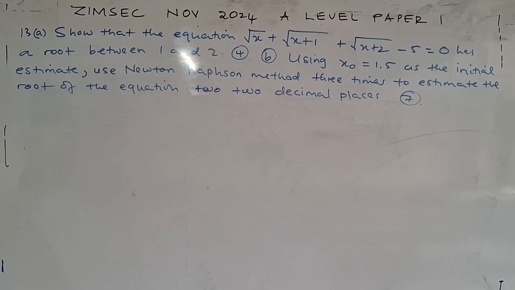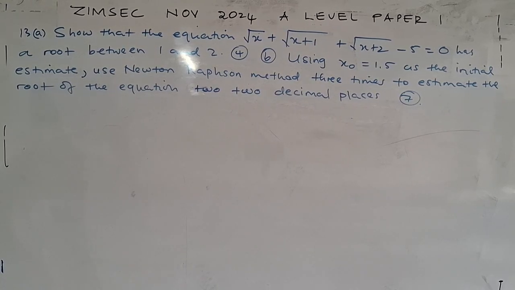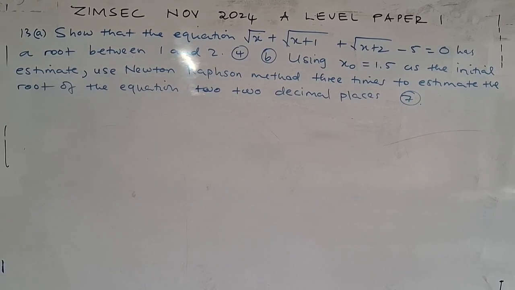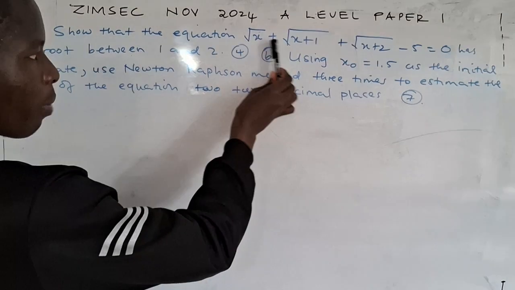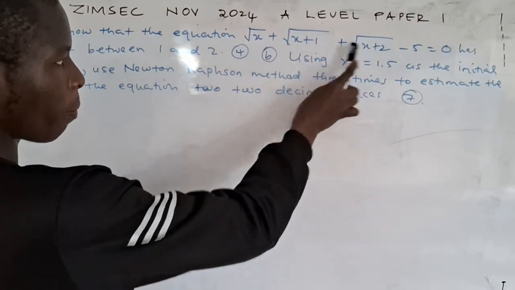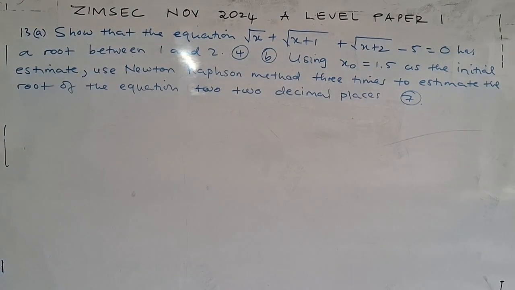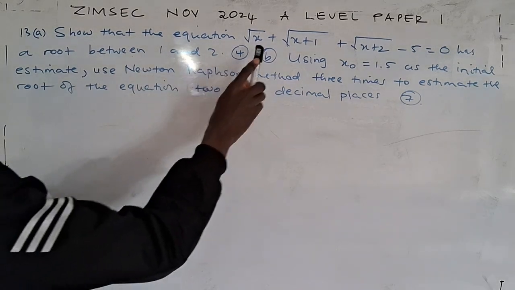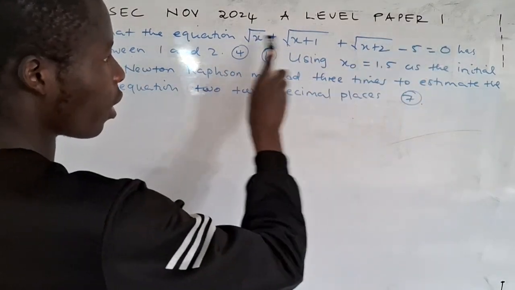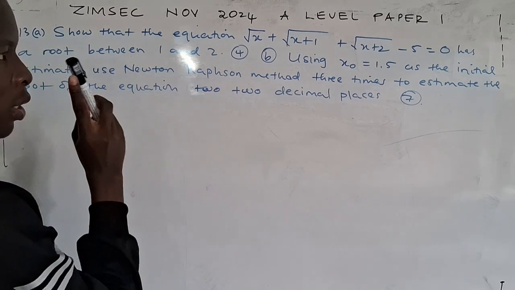So today we are going to continue with the revision. This is ZIMSEC November 2024 A-Level Paper 1, question number 13. Show that the equation root of x plus root of x plus 1 plus root of x plus 2 minus 5 is equal to 0 has a root between 1 and 2. So this equation has a root between 1 and 2.